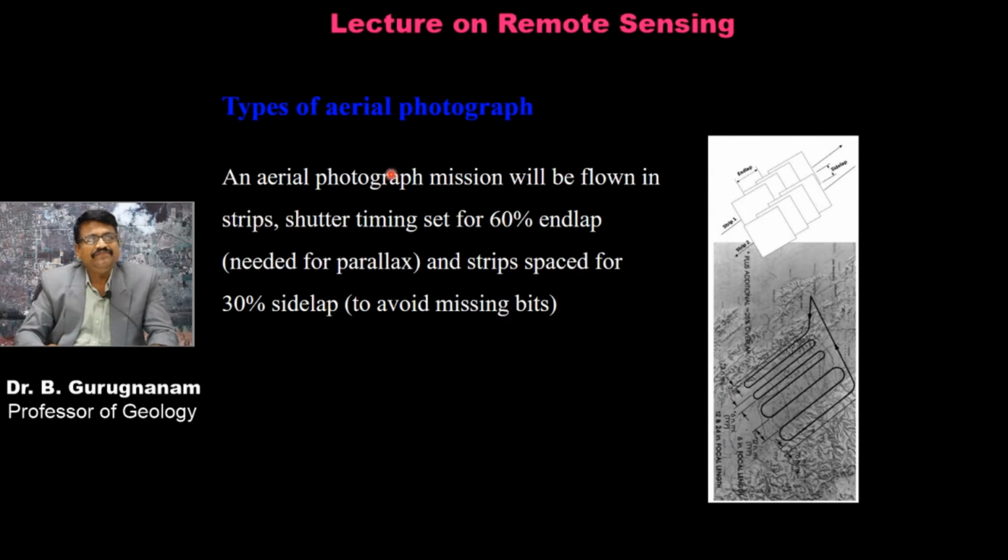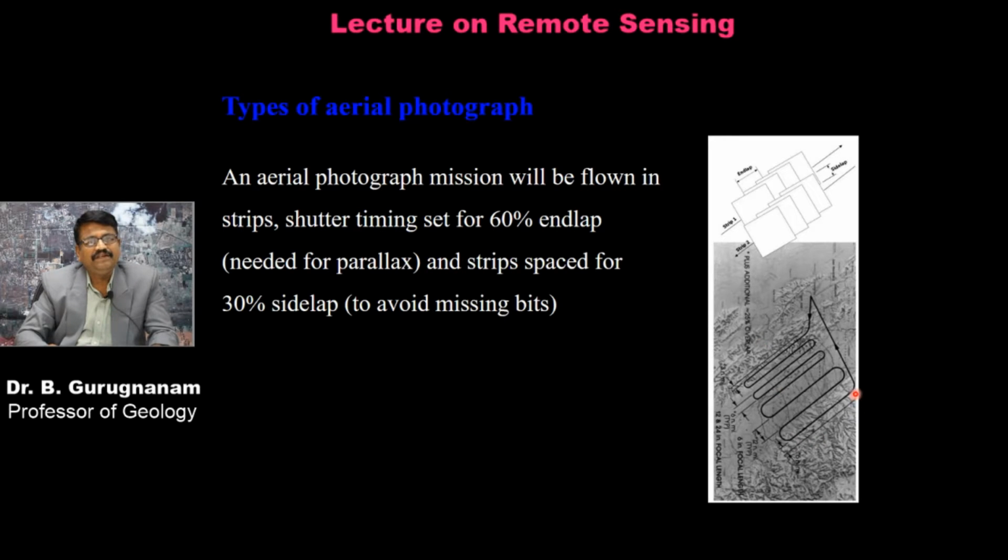And scientifically, they wanted to use this technology. They need to have a continuous terrain status, and they want to map it as far as the spatial concept is concerned. So scientifically, people have started taking this information. You see that an aerial photograph mission will be flown by strips.